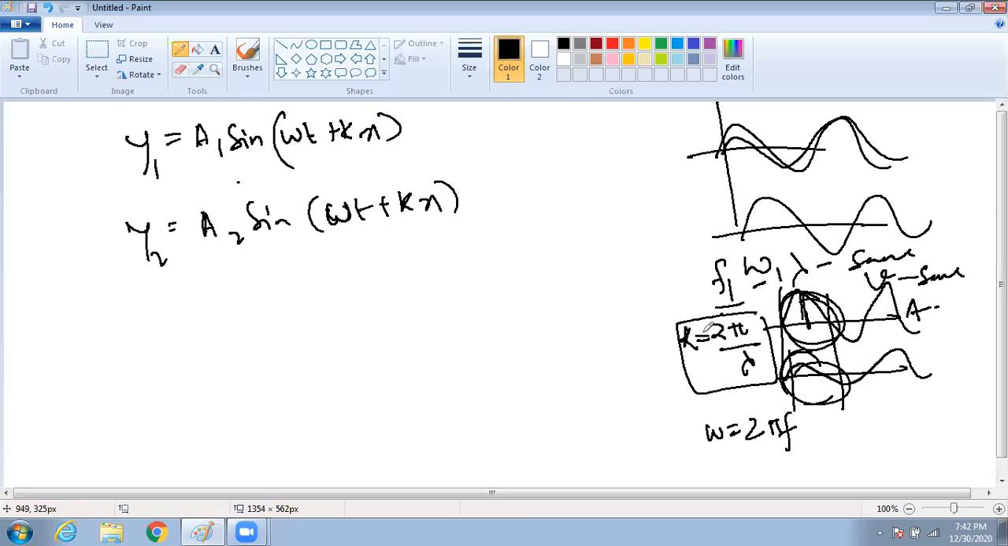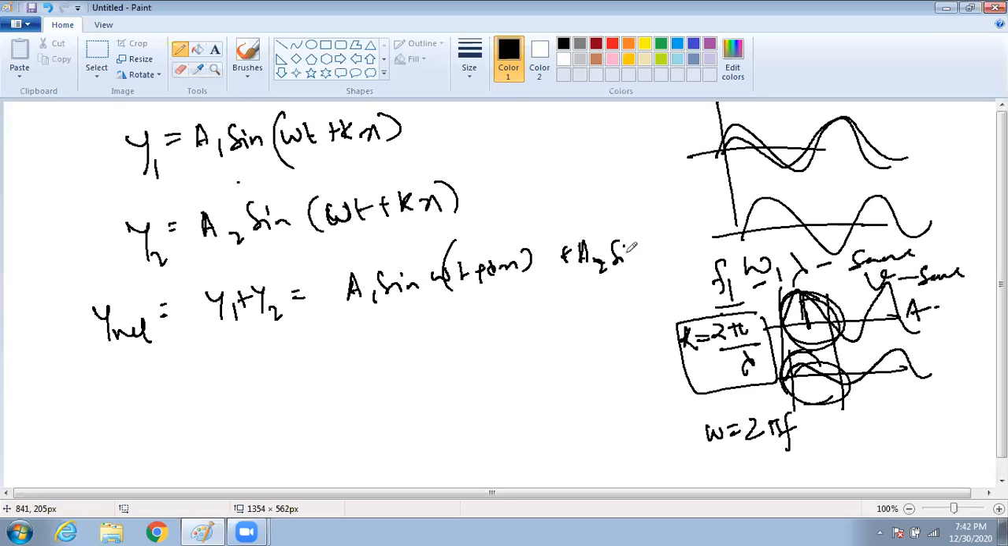Yes, sir. So what will happen? What will we do? We will get y net. So y net will be y1 plus y2, that is equal to a1 sine(omega t plus kx) plus a2 sine(omega t plus kx). Am I correct?